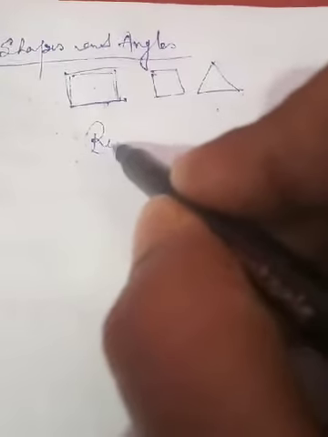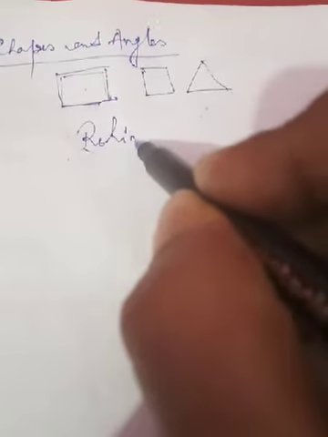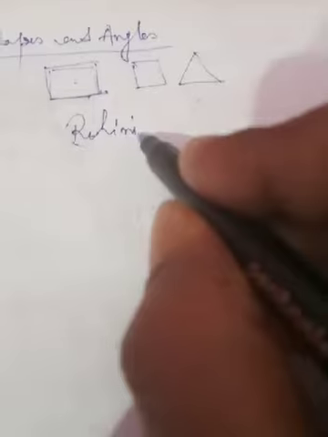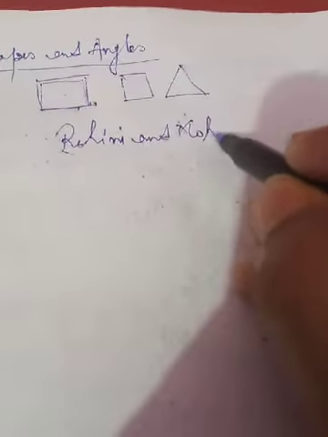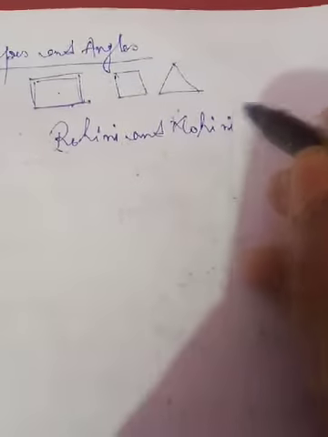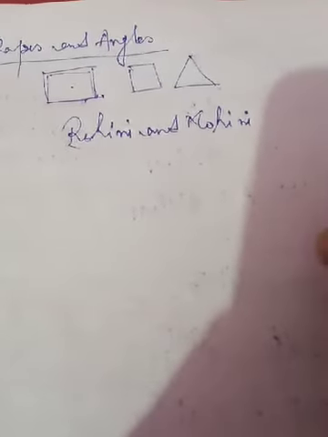These things we know, but now in this chapter we will start with Rohini and Mohini, who are twin sisters. They love doing the same things. They love doing the same things, meaning whatever they want to do, they love it.